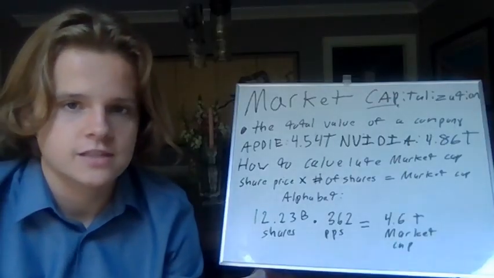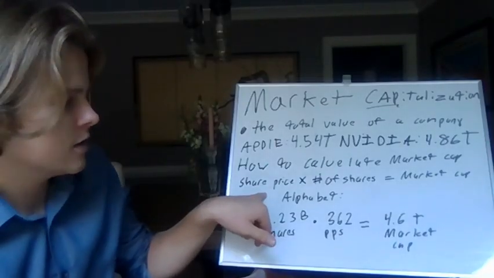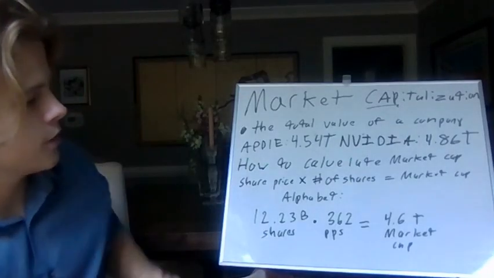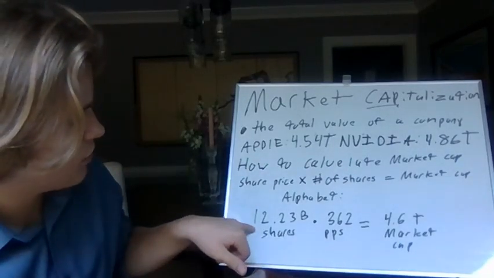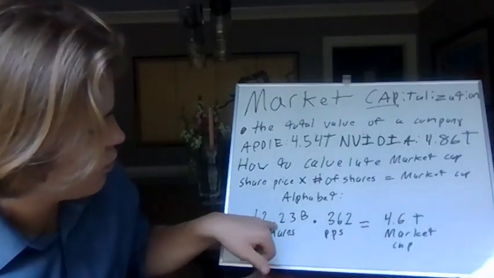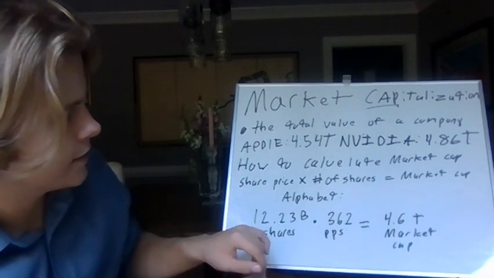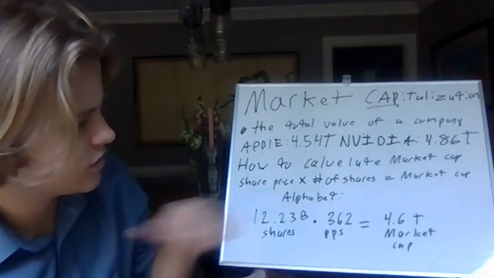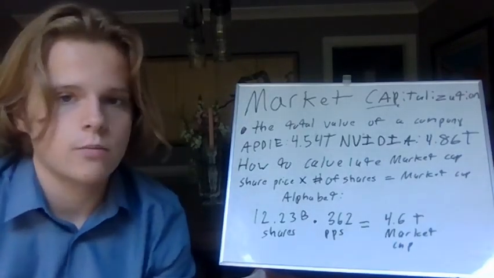Calculating market cap is actually very simple. All you do is take the share price, times it by the number of shares, and then you have your market cap. So with Alphabet or Google, as of recording, there's 12.23 billion shares outstanding, and their price per share, or PPS, is $362, which gives it a $4.62 trillion market cap.